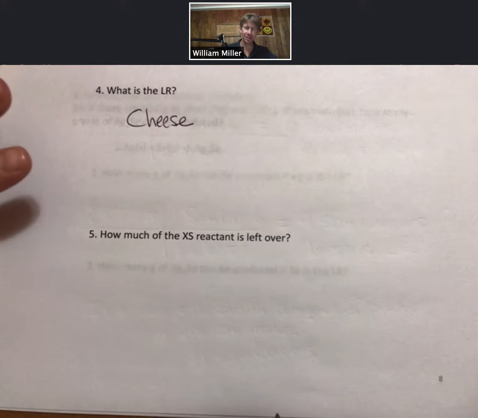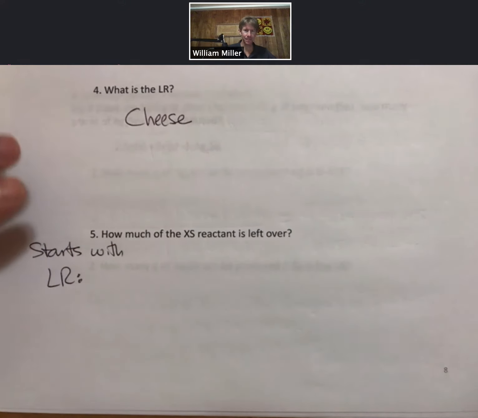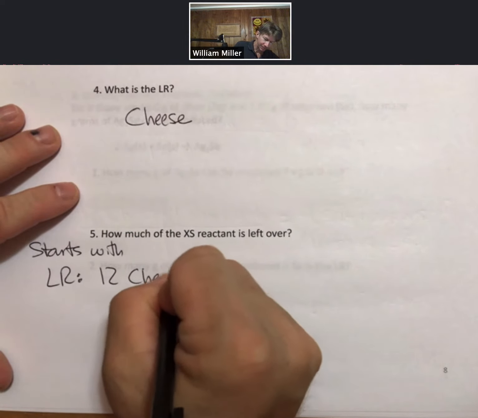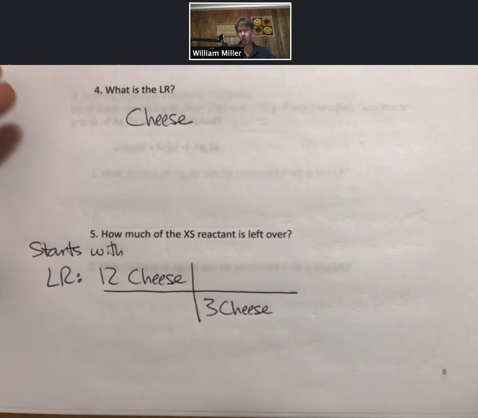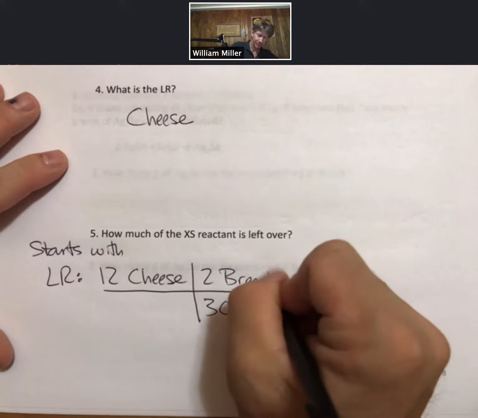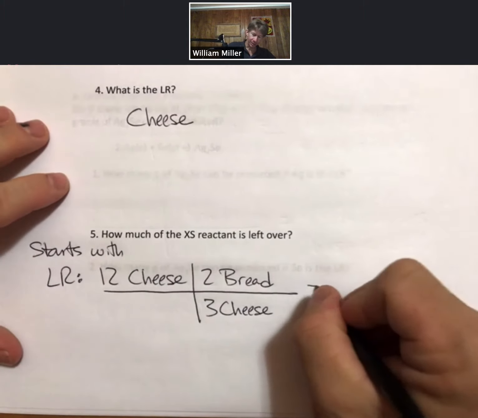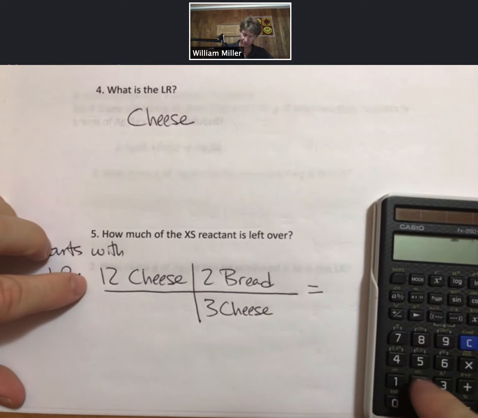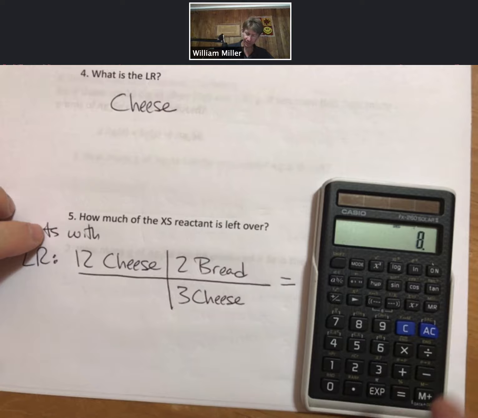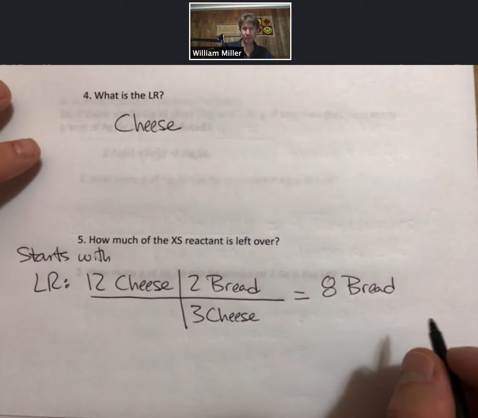So the calculation for the excess reactant starts with the limiting reactant. And we have 12 cheese. And we know that in one sandwich, there are 3 cheese, and that one sandwich also contains 2 bread. And so these are like the coefficients in the balanced reaction for a sandwich. And what this says is, let's do this: 12 divided by 3 times 2, I get 8. 8 bread are used up to make 4 sandwiches.